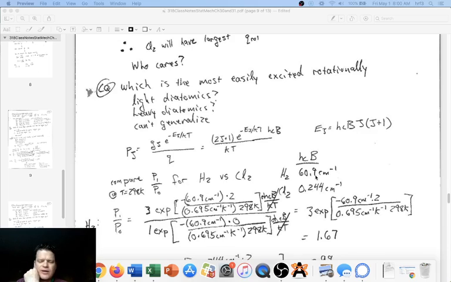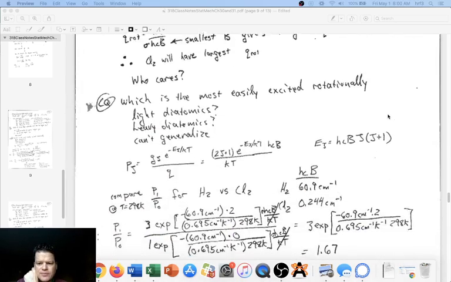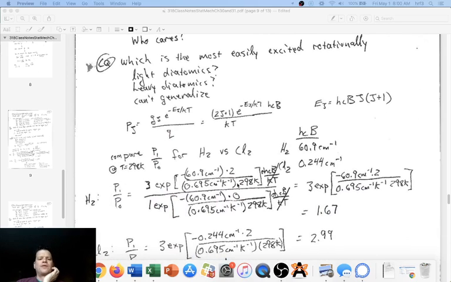So hcB for hydrogen, we know is 60.9. For chlorine, 0.244. So just like we said, the chlorine has the smallest B. All right, so put in those numbers, math, math, math. Our degeneracy is here, 2J plus 1. For the first excited state, plug in the numbers. The hcB over kT cancels here, and we end up with 1.67.